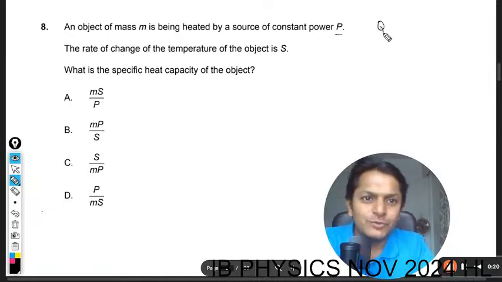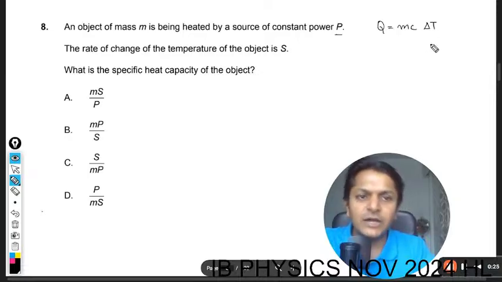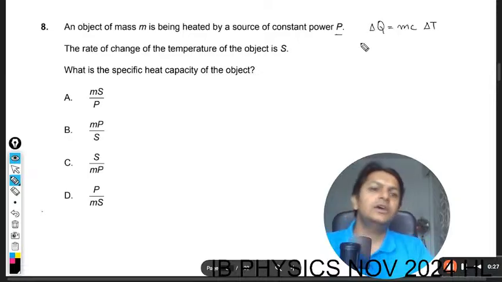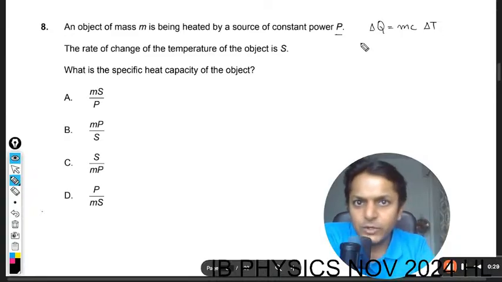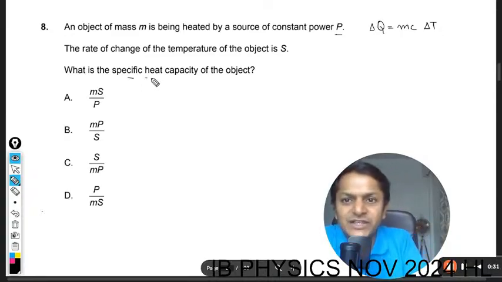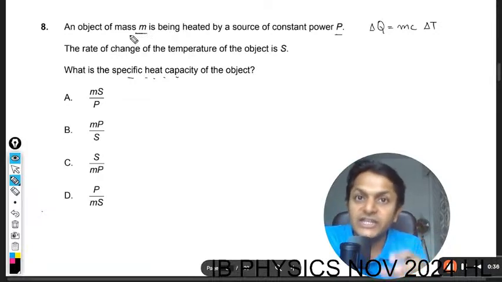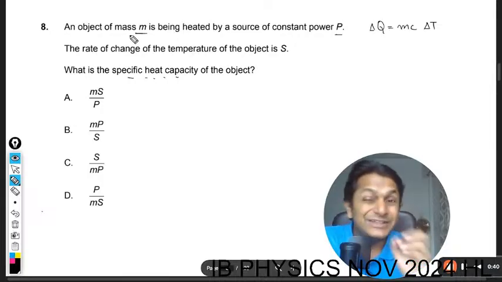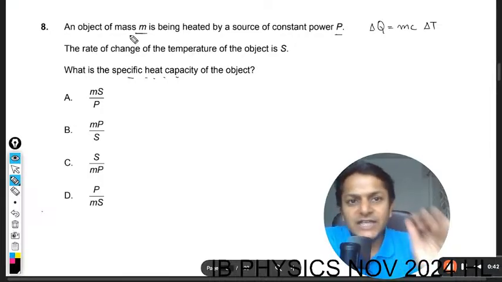So, of course, we would be using the formula Q is equal to mc delta T. Now, you can write it as delta Q. So, this is the most basic formula that we are going to use. Now, when they're talking about specific heat capacity and they're talking about a mass getting heated up, you're talking about the heat which is transferred to the body. This is the formula that we have to use. But there is a catch. Up to this, everybody knows.